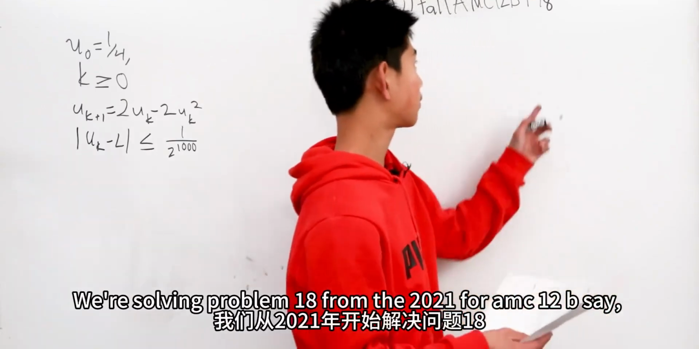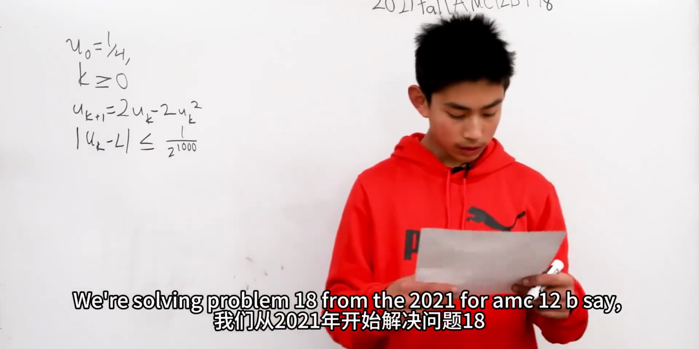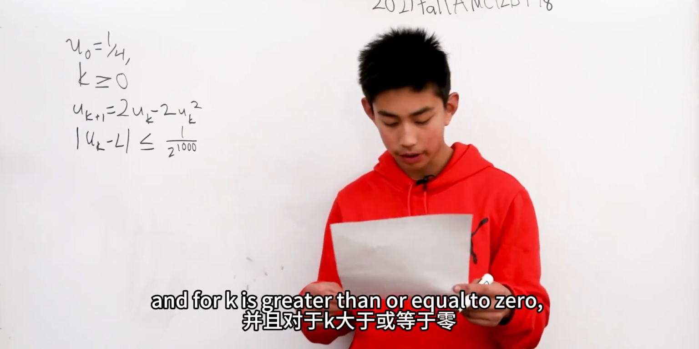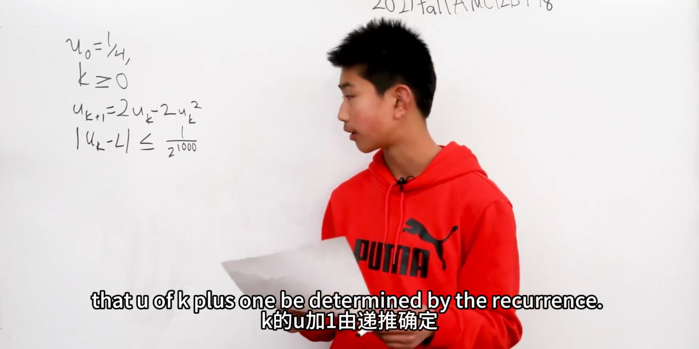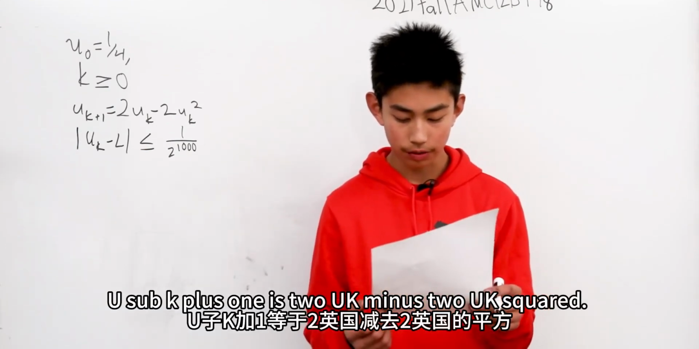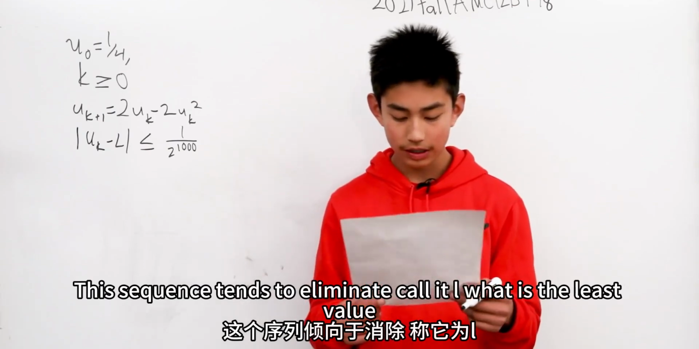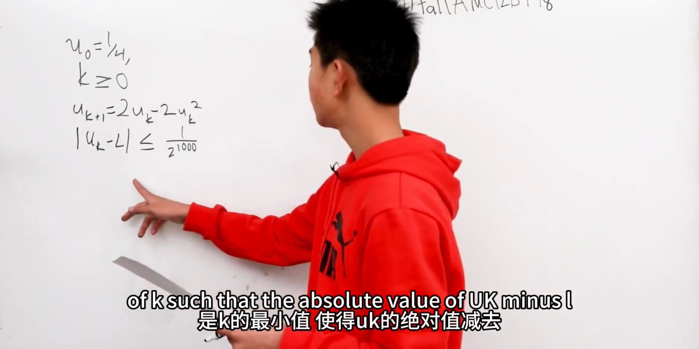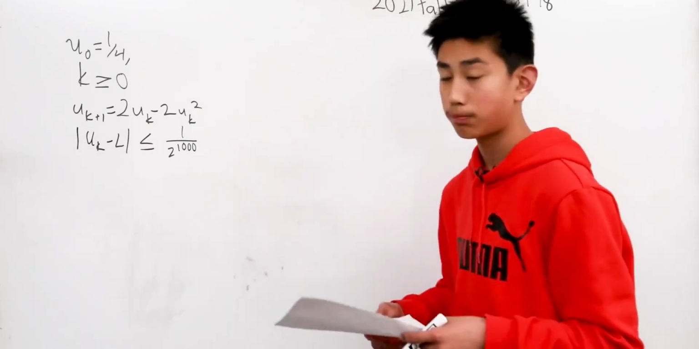We're solving problem 18 from the 2021 Fall AMC 12B. Set u of 0 to be 1/4, and for k greater than or equal to 0, let u of k plus 1 be determined by the recurrence u sub k plus 1 is 2 u_k minus 2 u_k squared. This sequence tends to a limit, call it L. What is the least value of k such that the absolute value of u_k minus L is less than or equal to 1 over 2 to the power of 1,000?